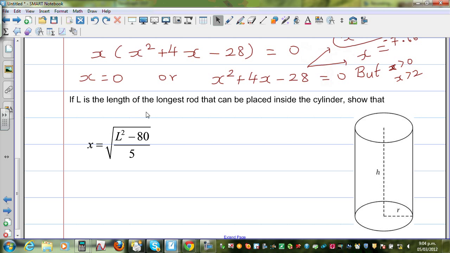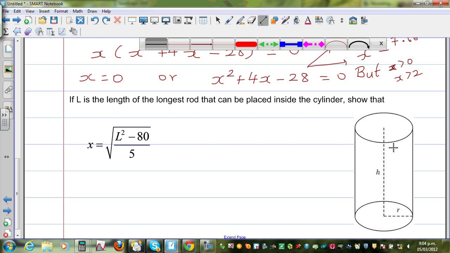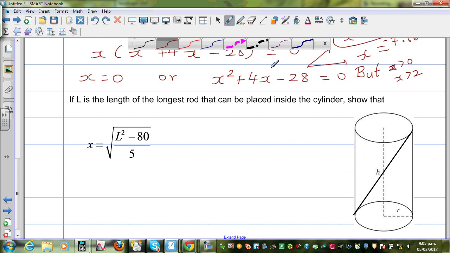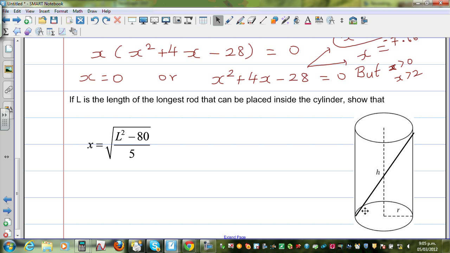If L is the length of the longest rod that can be placed in the cylinder, so let me draw the rod that can be placed in the cylinder. The longest rod that can go is like this. I hope you can see this in a 3D way. So this is the longest rod that can go from one end to the other end. So this is how you can place the rod. So this is the height.